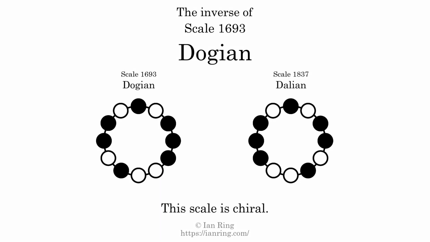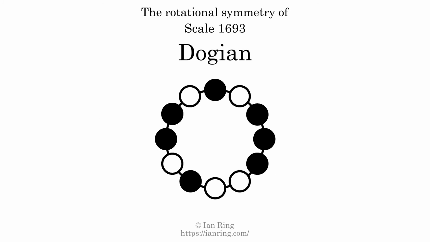The inverse of a scale is a mirror image. It is what you get when the sequence of intervals is reversed. The inverse of this scale is scale 1837, also known as Dogian. This scale is chiral. It cannot transform into its inverse by rotational transformation. This scale has no rotational symmetry.